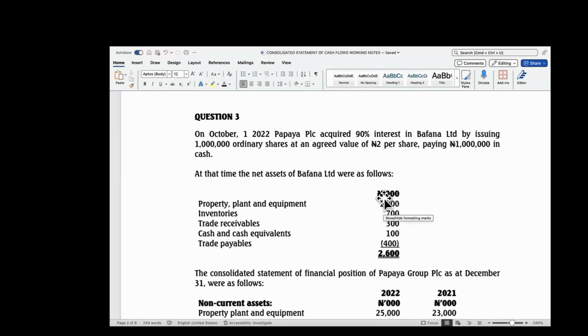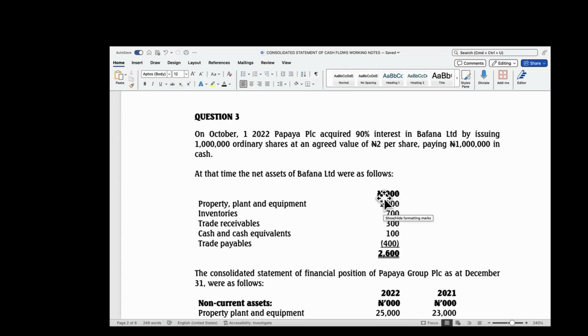So how much is now NCI? NCI is, I think, 90%, 10%. That's 10% of the total net asset. I think that's 10% of 2 million. No, it can't be 10% of 2 million. It is 10% of the asset acquired. So what's the asset acquired? The asset acquired is 2.6 million.